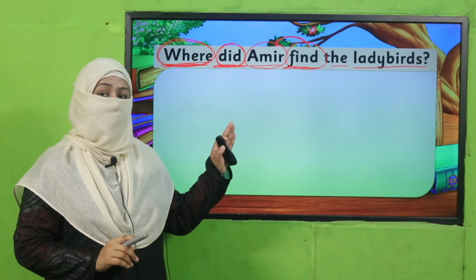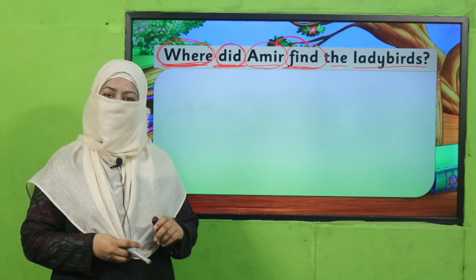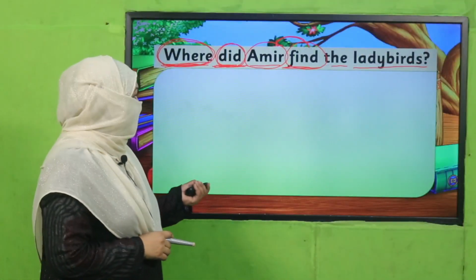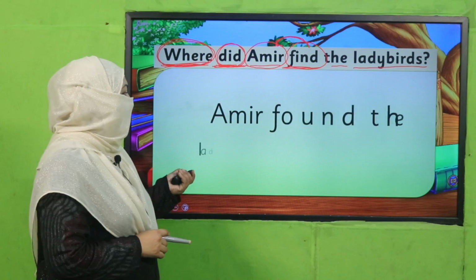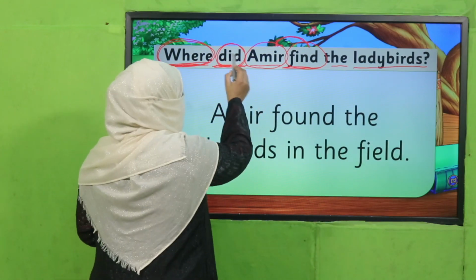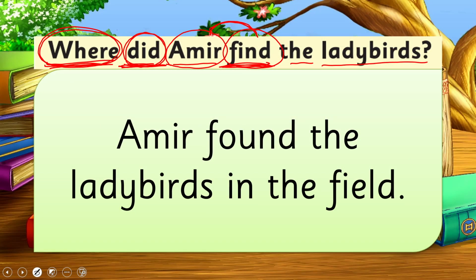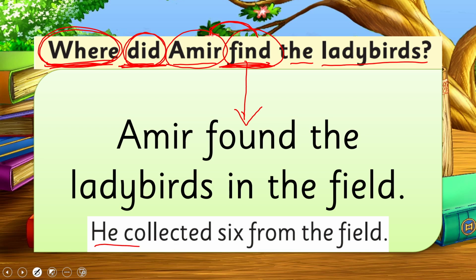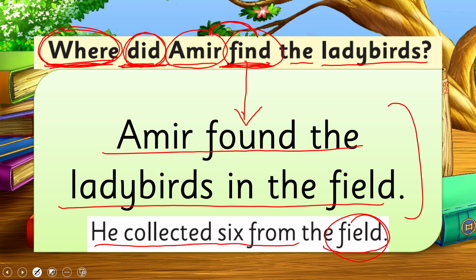Find out what the place was. Pause the video, answer this question to your teacher, and then come back. Yes, my dear students. So how did you answer? Amir, because it is simple past tense, find, so we have used the second form. Amir found the ladybirds. Where, is what the text is telling us? He collected 6 from the field. So this was the place. Amir found the ladybirds in the field. Right? So this is how we reply to the questions. Do you understand? Okay.